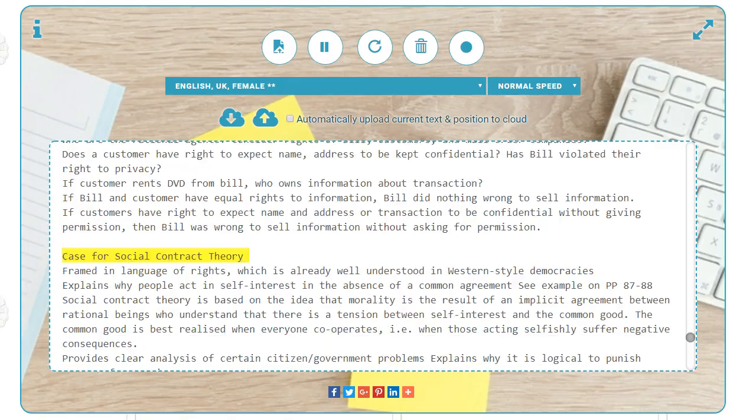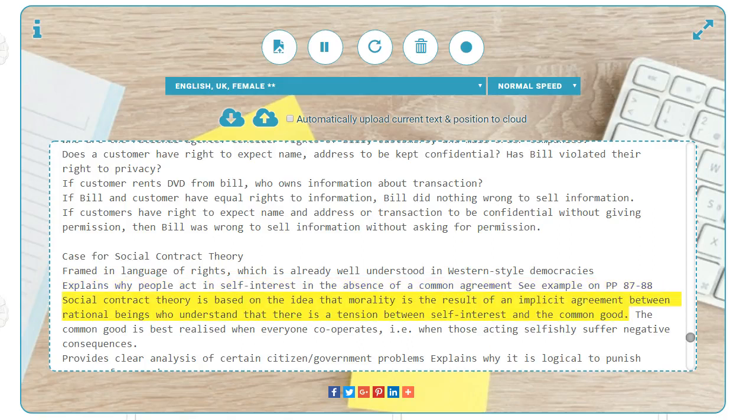Case for social contract theory. It is framed in the language of rights, which is already well understood in Western-style democracies. It explains why people act in self-interest in the absence of a common agreement. See the example on pp. 87–88.